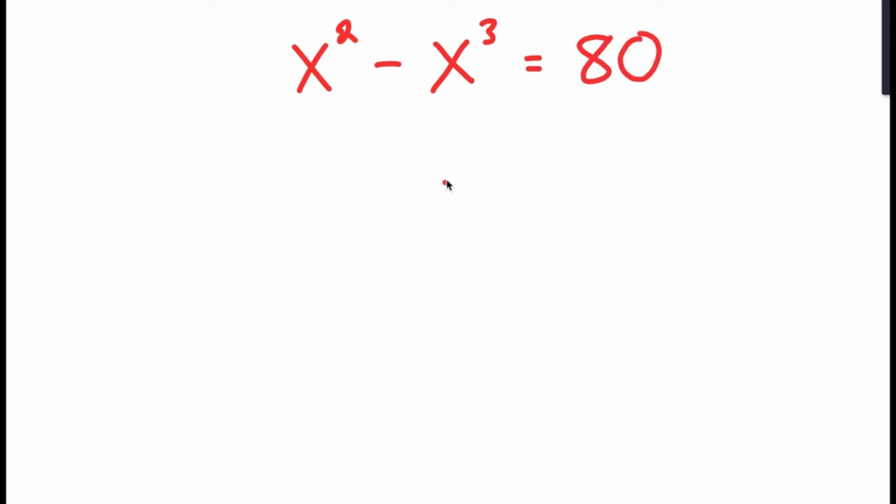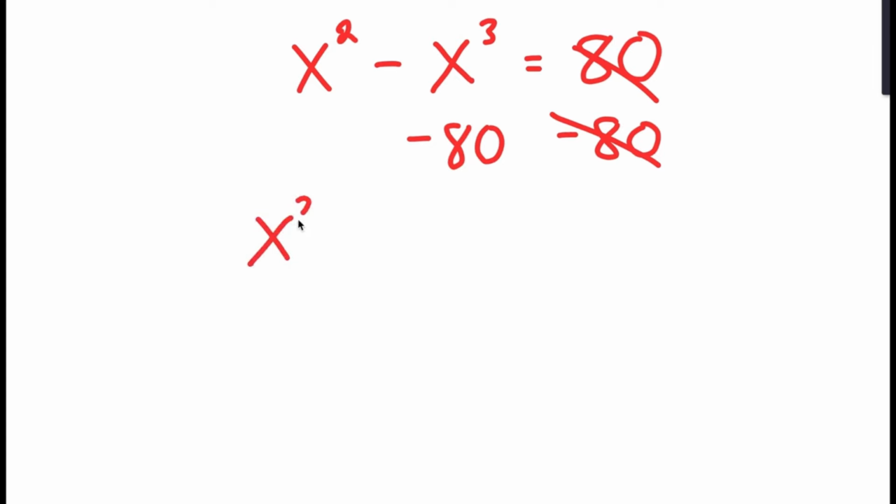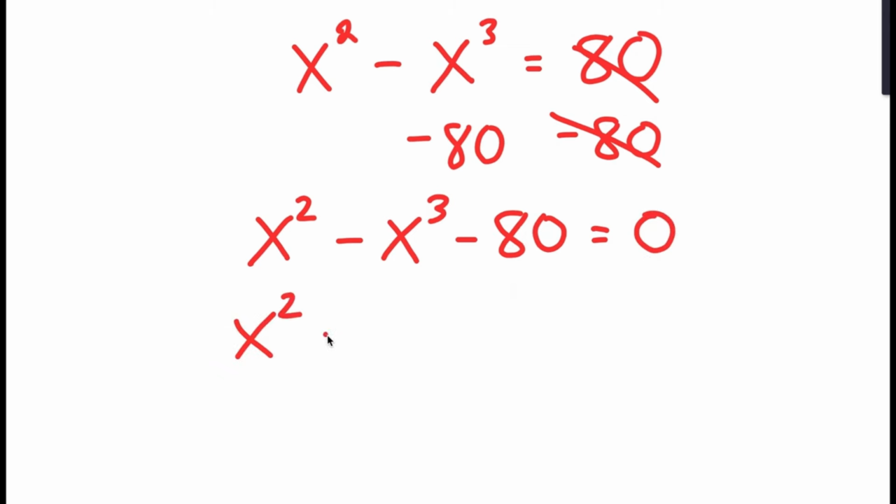Alright, so in this video, I'm going to solve the equation x to the power of 2 minus x to the power of 3 is equal to 80. So, to solve this equation, I'm going to first start by subtracting 80 on both sides. So now I get x to the power of 2 minus x to the power of 3 minus 80 is equal to 0. Now from here, I'm going to replace negative 80, I should say, with negative 16 minus 64.